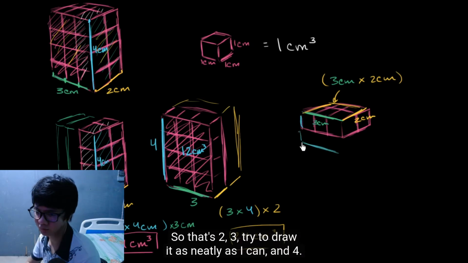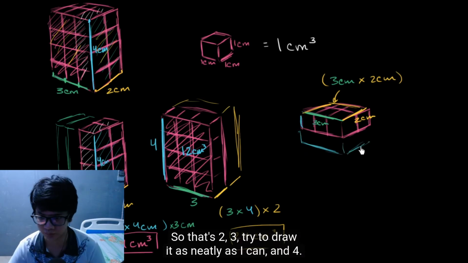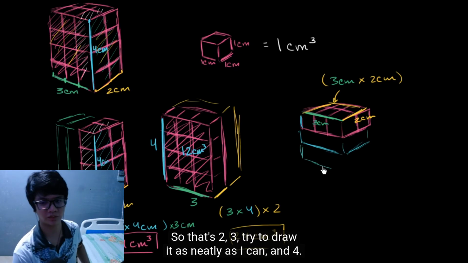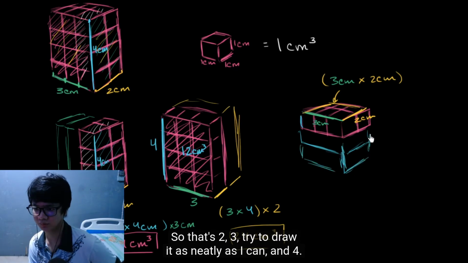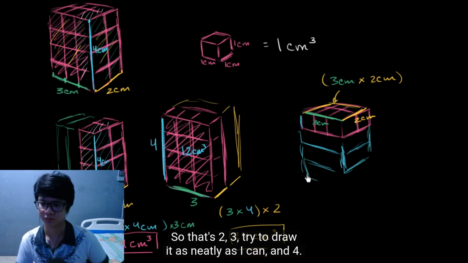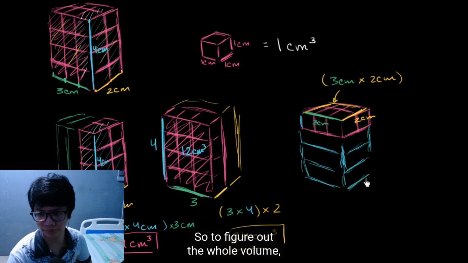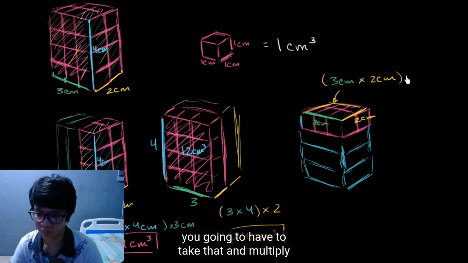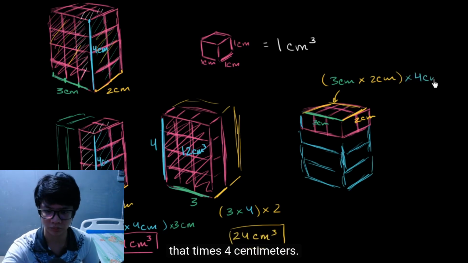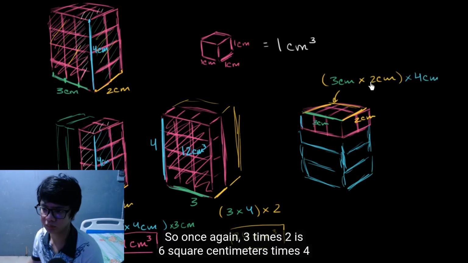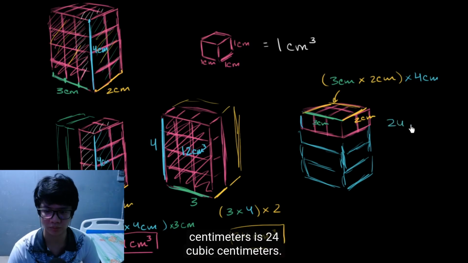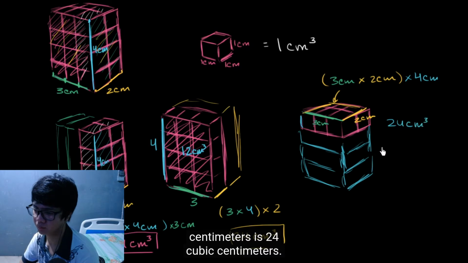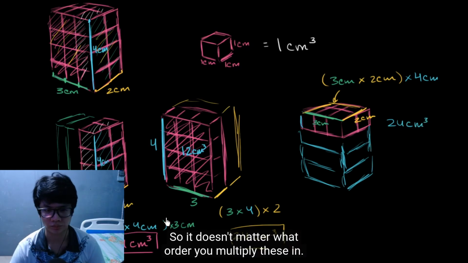You're going to need 4 of these. So to figure out the whole volume, you're going to have to take that and multiply that times 4 centimeters, which once again, 3 times 2 is 6 square centimeters times 4 centimeters is 24 cubic centimeters. So it doesn't matter what order you multiply these in.